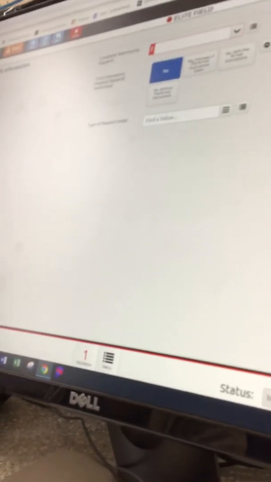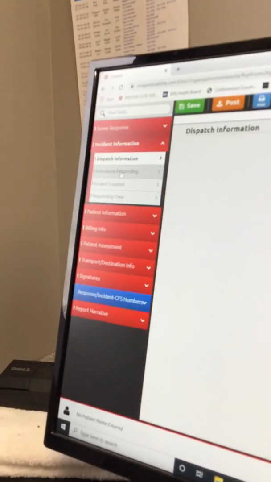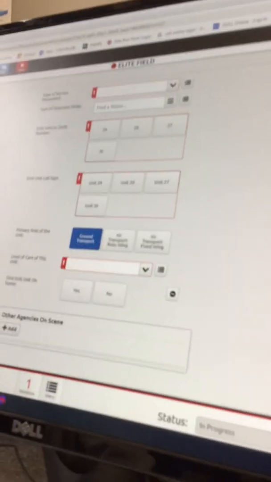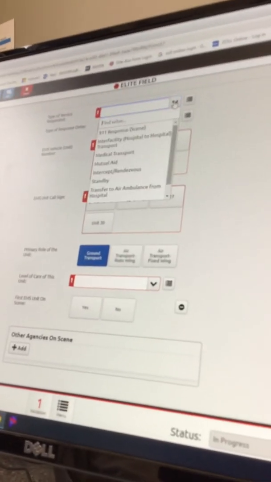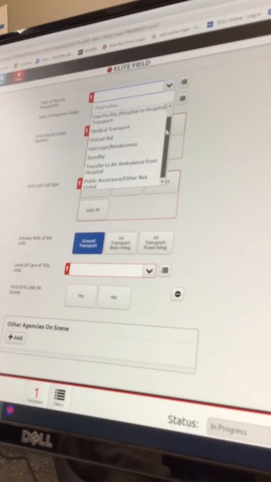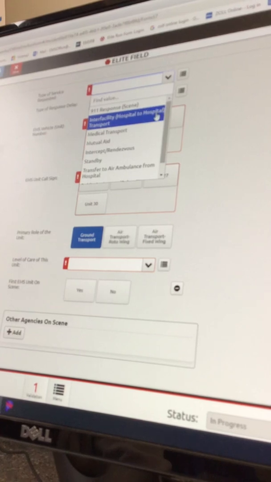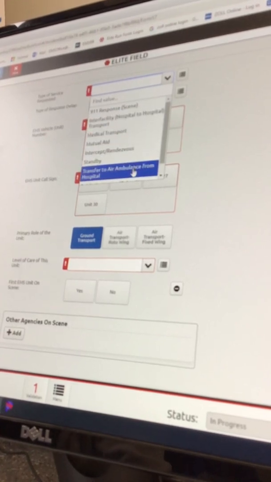The next tab I'm going to go to is under incident information, under ambulance responding. This is under type of service here. This is where we're going to put that they're going to an air ambulance.